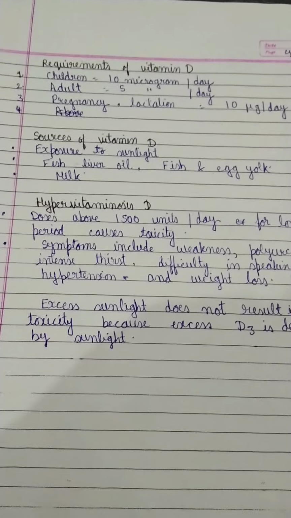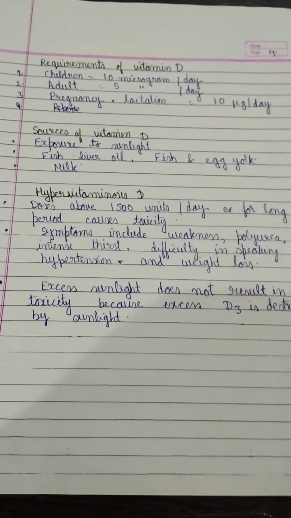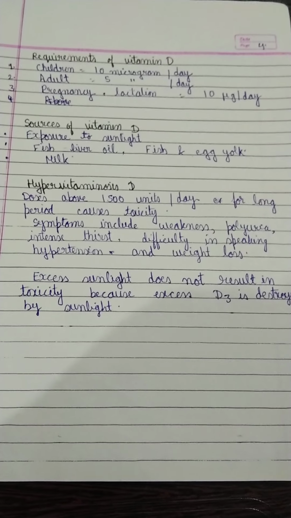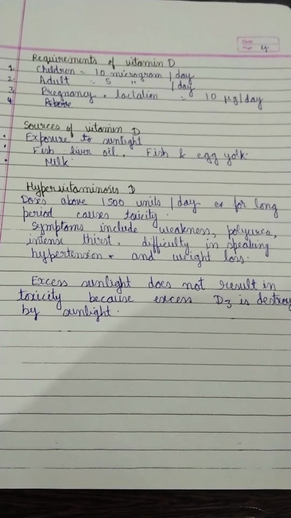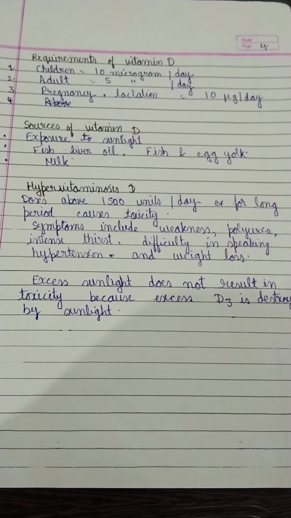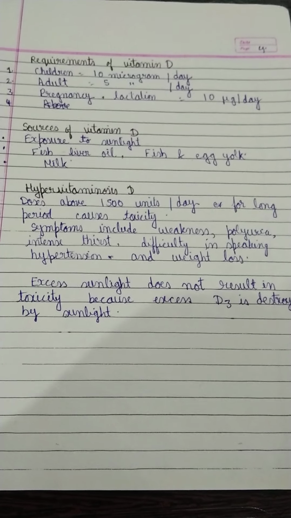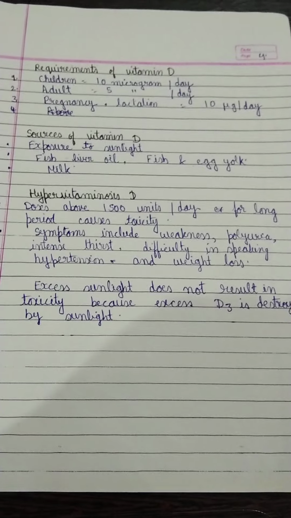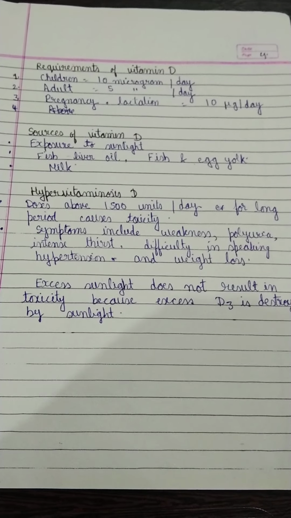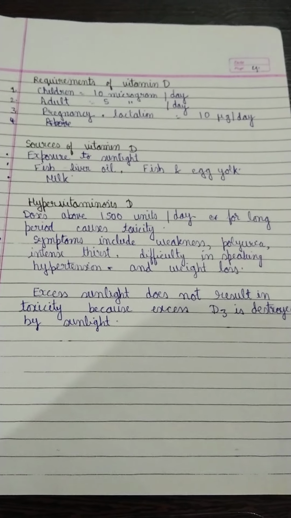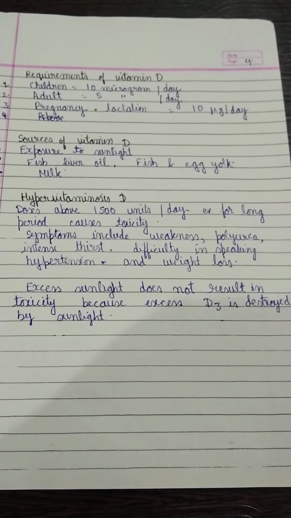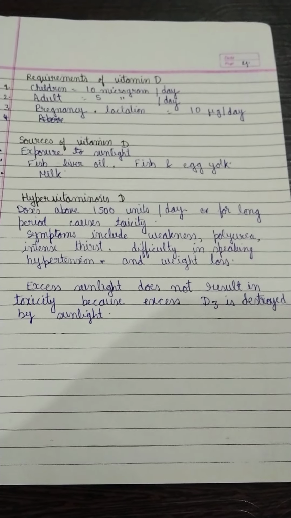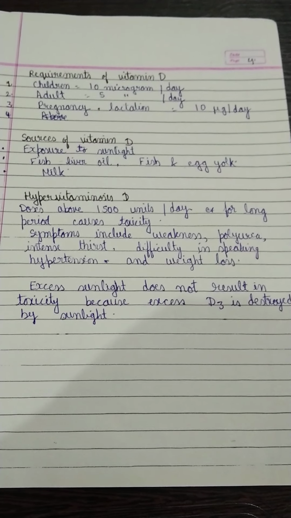Hypervitaminosis D. Doses above 1500 units per day for a long period cause toxicity. Symptoms include weakness, polyuria, intense thirst, difficulty in speaking, hypertension, and weight loss. Excess sunlight does not result in toxicity because excess vitamin D3 is destroyed by sunlight.